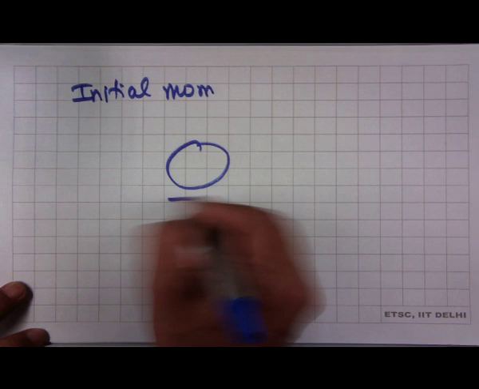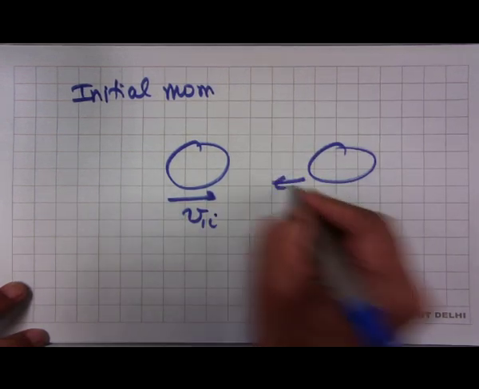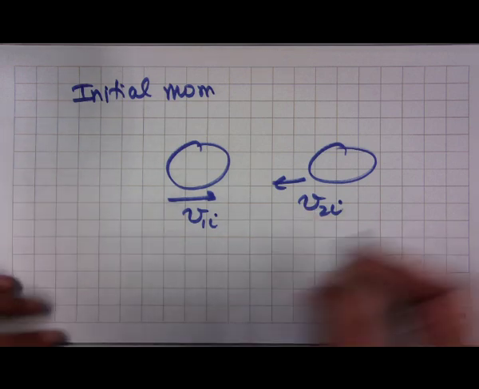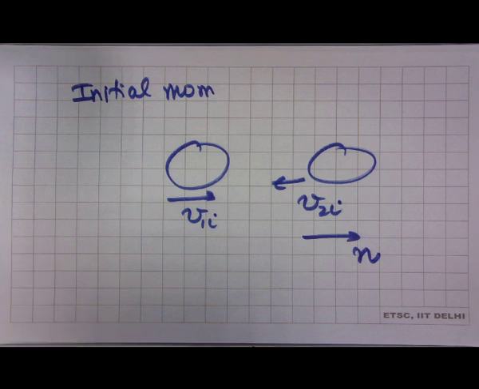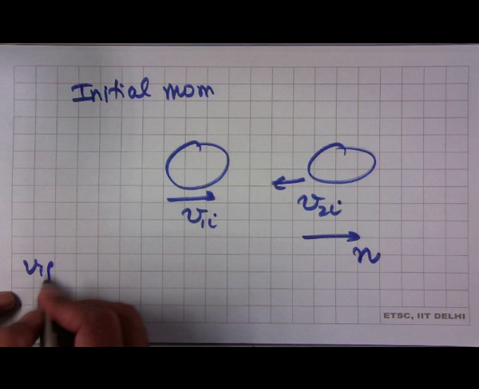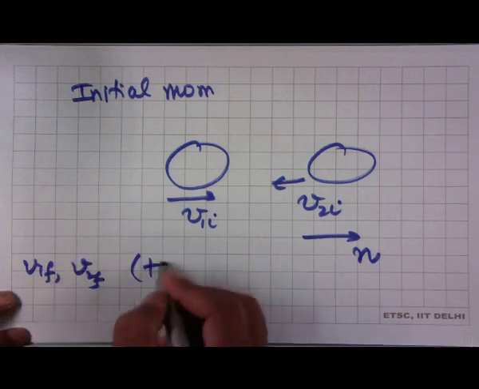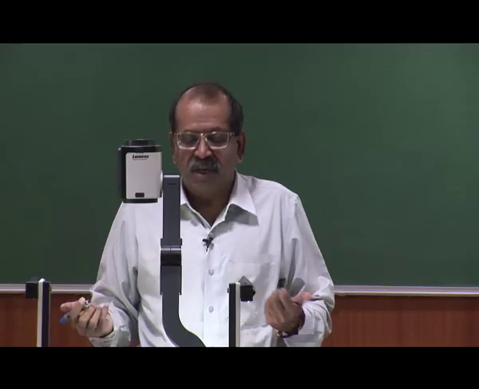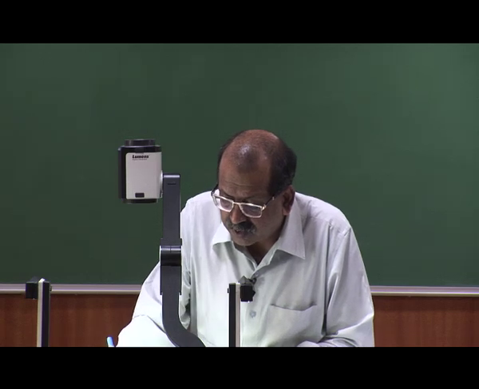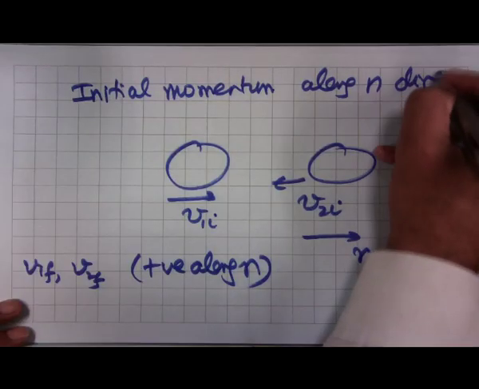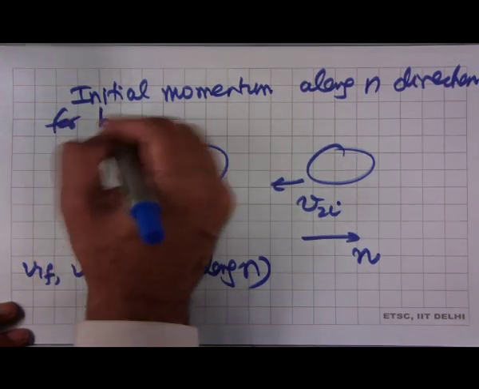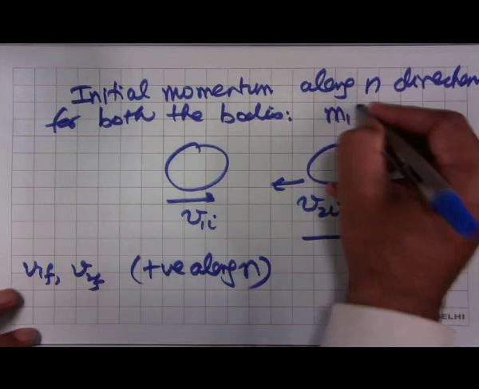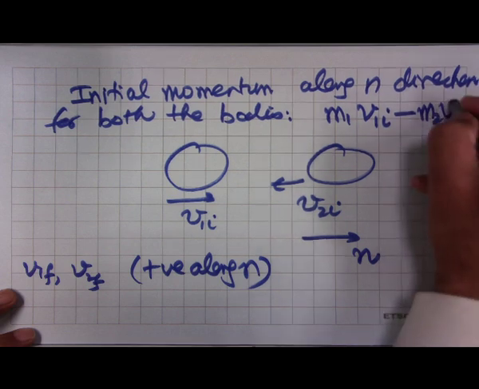So, we are talking of a case, this is V1i, this is coming with V2i, and these bodies are hitting each other and then they go. We call this the positive n direction, and V1f and V2f we assume positive along n. If we get anything with a minus sign, that means it is along minus n. So, if we write the initial momentum along n direction for both the bodies put together, this will be equal to m1 v1i minus m2 v2i.